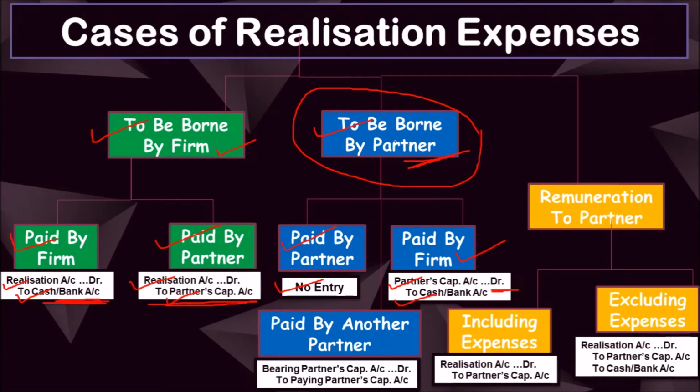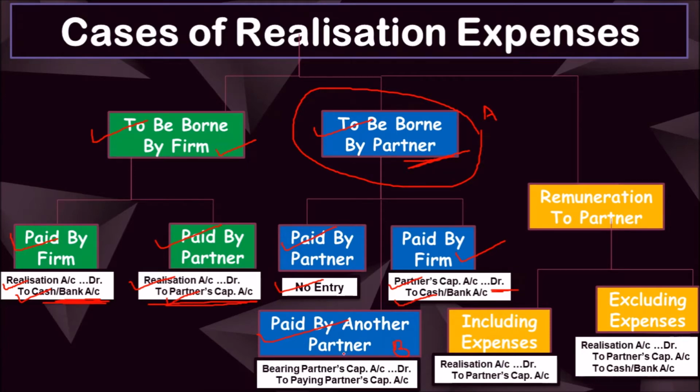So I repeat the situation: when the realization expenses are to be borne by the partner but paid by the firm on his behalf, in that case what entry is going to be passed? Particular partner's capital account debit to cash or bank account, understood the point? Now let's move on to the third situation. Say for example that the realization expenses are to be borne by a partner, that is A, and these were in actual paid by another partner, that is B.